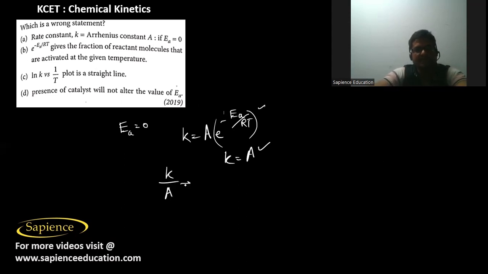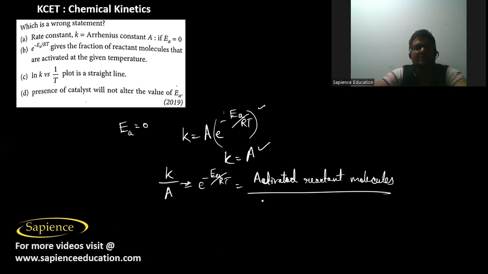Since K by A is equal to e power minus Ea by RT, that is equal to the fraction of the reactant molecules that are activated at a given temperature. It means the number of activated reactant molecules divided by the total number of reactant molecules. So it will be equal to the fraction of the reactant molecules that are activated at a given temperature.